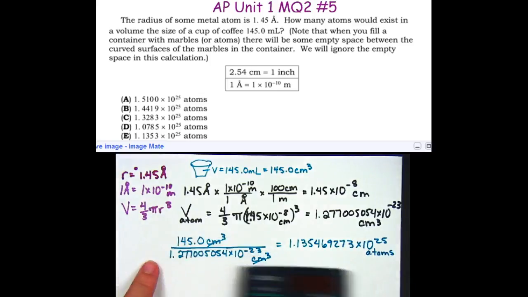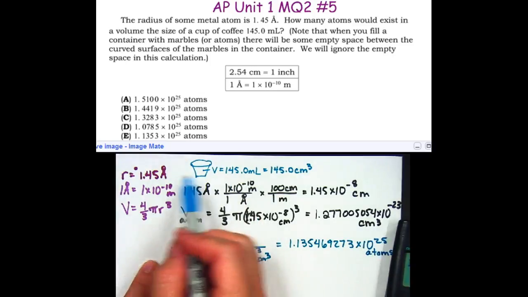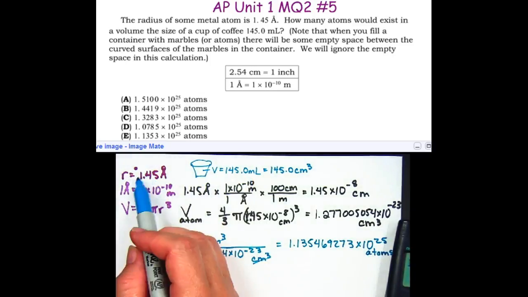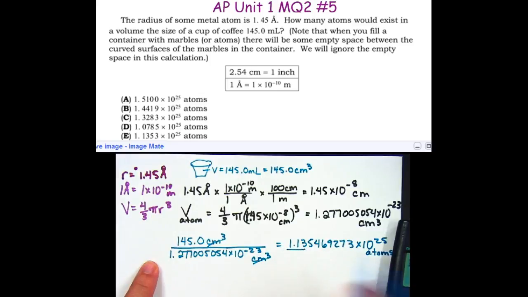And if I were worrying about the sig figs, I'd go back to the beginning and see that I have 4 sig figs versus 3, and so I'd want to round this to 3, which would make it 1.14 times 10 to the 25 atoms. So the correct answer is going to be letter E.